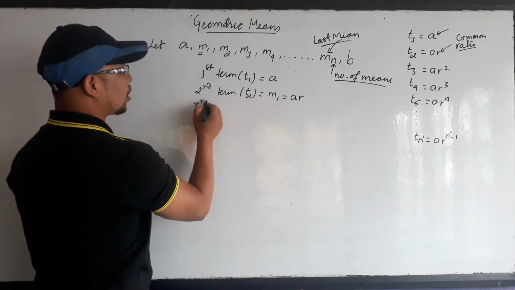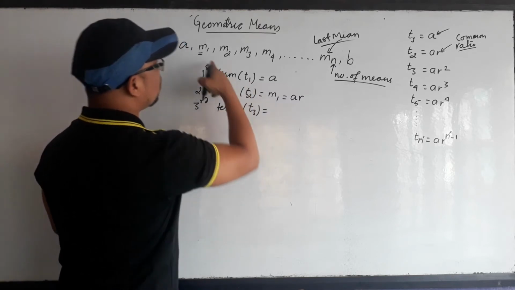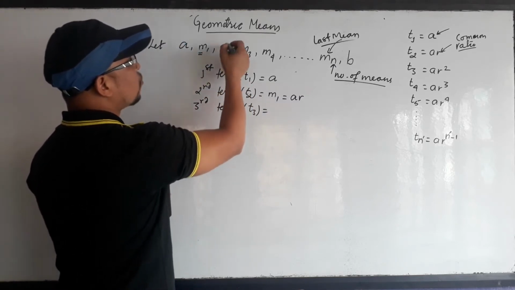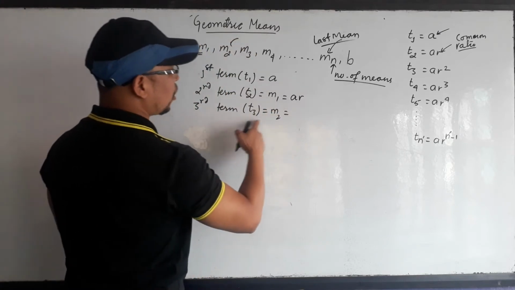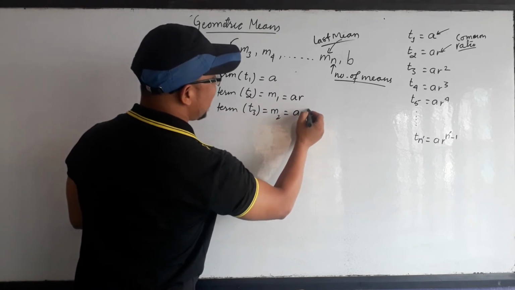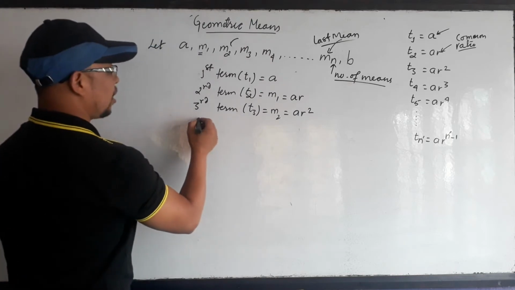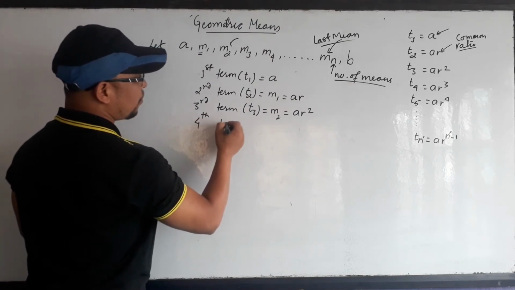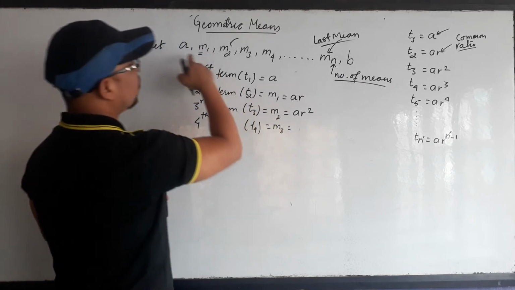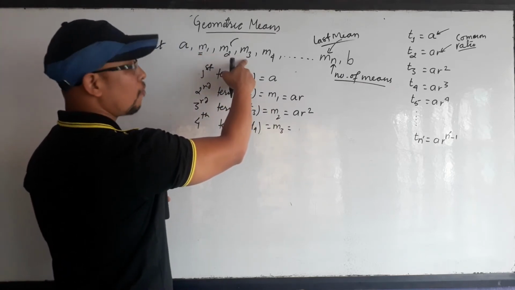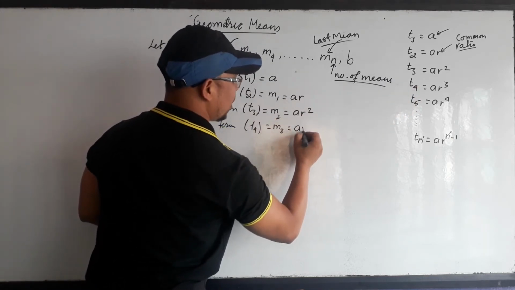Likewise, the third term is T3, which is M2, the second mean. Its formula is AR squared, so the T3 formula is AR squared. Likewise, the fourth term is T4, which is M3, since first, second, third, fourth, the fourth term is M3. The T4 formula is AR cube.